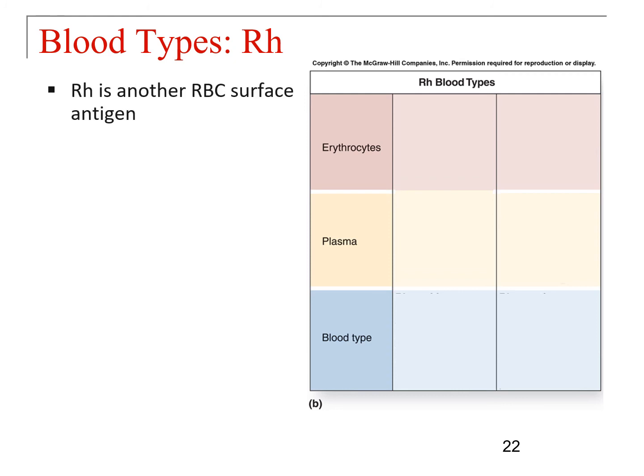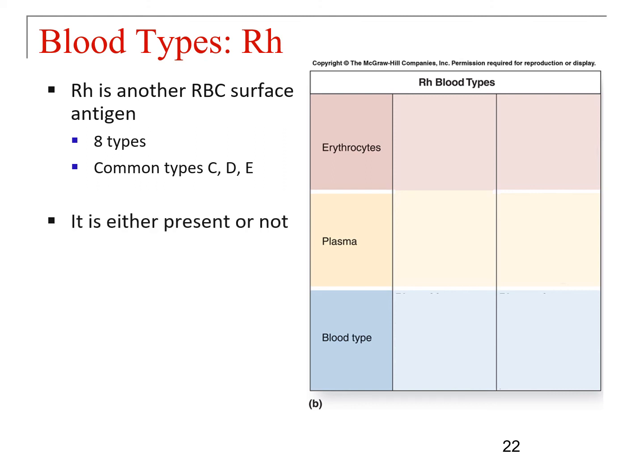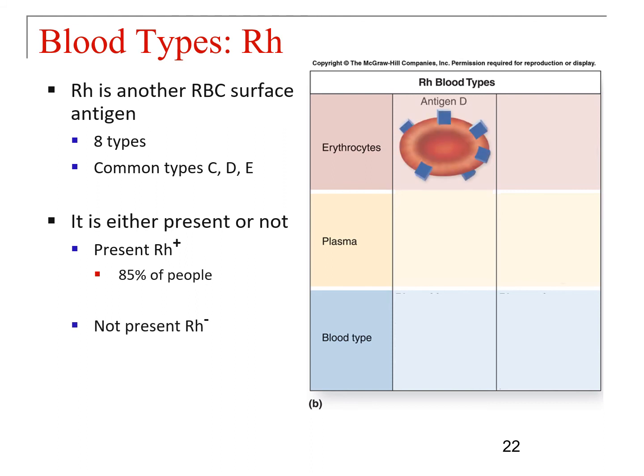So again, Rh is another red blood cell surface antigen, and it sometimes gets called antigen D. There are actually 8 types of Rh antigens, and common types are C, D, and E, but it's either present or it's not. So if it's present, you're Rh positive, and this is 85% of people, and if it's not present, you're Rh negative. So if your erythrocytes have antigen D, then you don't have any anti-D antibodies, and your blood type is going to be Rh positive.